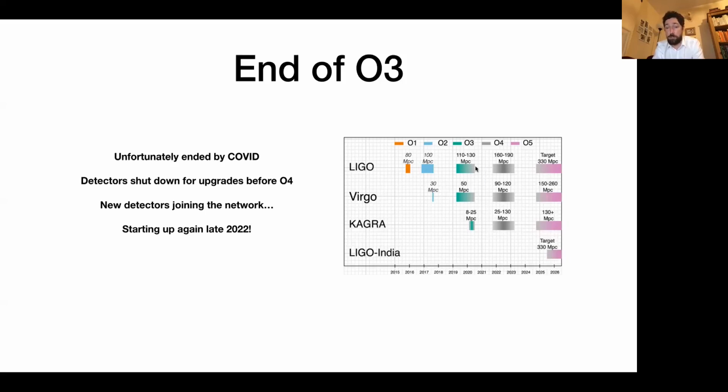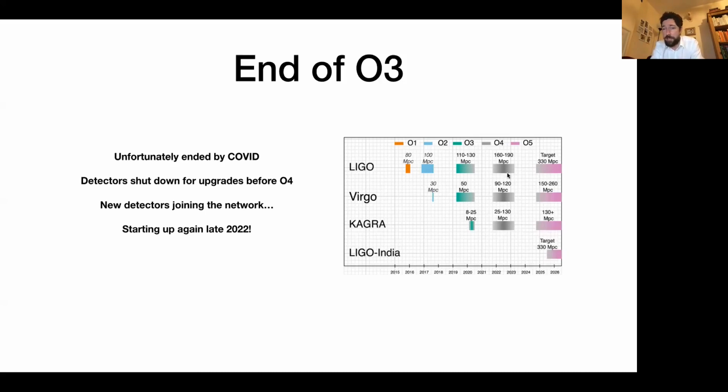What you can see just in this plot here is showing over time the distance that each one of these detectors has been able to reach. So at the moment, we're in the gap between what's called O3, observing run 3, and O4. And you can see when the detectors were shut down, they could go out to a distance maybe a bit over 100 megaparsec for LIGO, about 50 megaparsec for Virgo.